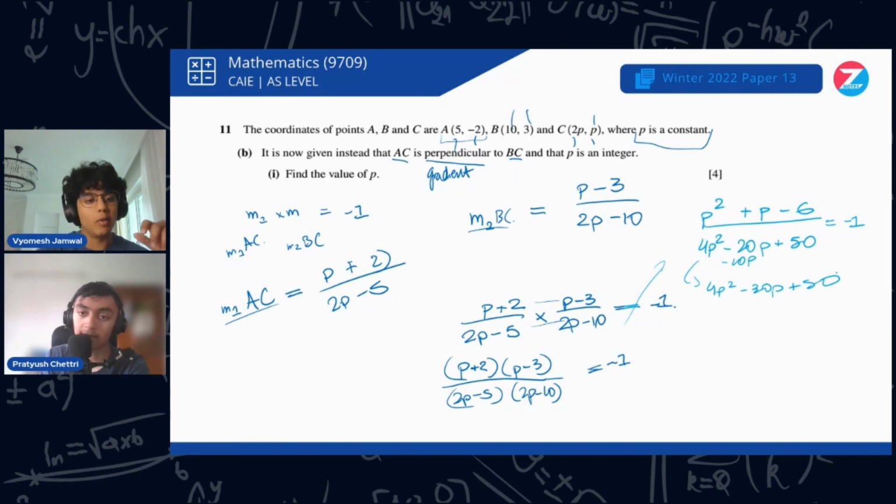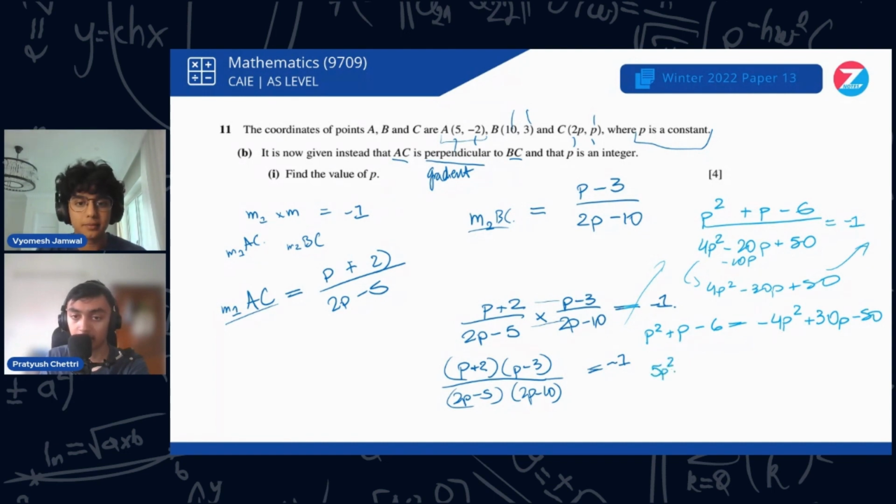And so we could take that to the other side and multiply that by -1. So the one equation that we'd get would be p squared plus p minus 6 equals minus 4p squared plus 30p and then minus 50. The minus 4p squared in this case could go to the left hand side, so that would be equal to 5p squared. And then the 30p could go on the other side, and that's just going to subtract, so it's going to be minus 29p. And then the negative 50 on the right side would go to the other side to be plus 44 equals 0.